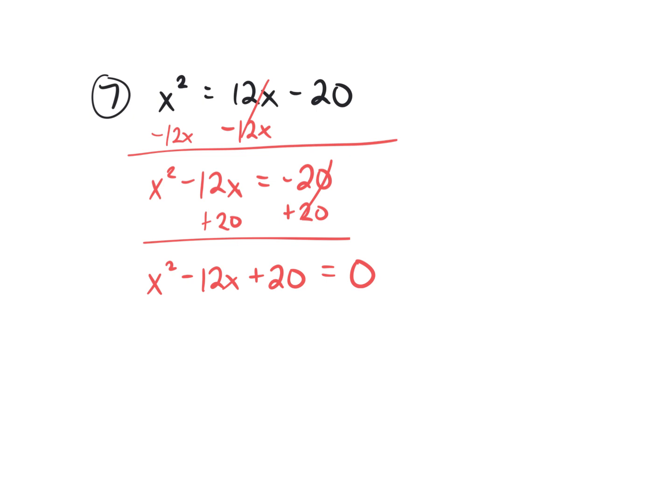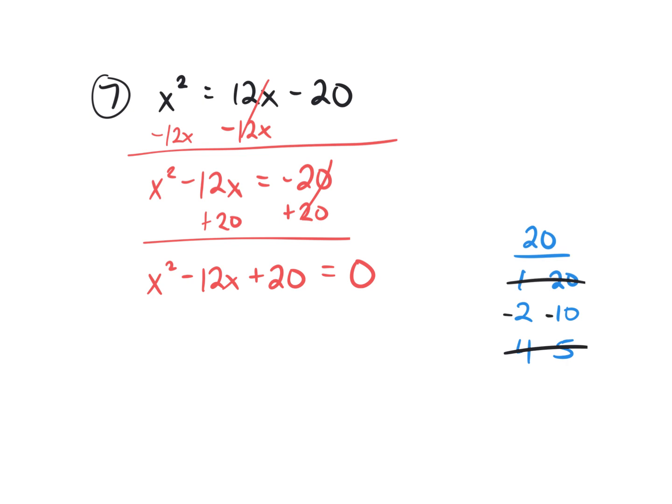How are we going to solve all of these? Factoring. Okay, what are factors of 20? 1 and 20, 2 and 10, 4 and 5. Which group gets me to -12? 2 and 10. What do I have to change? Both. I have to do both, right?